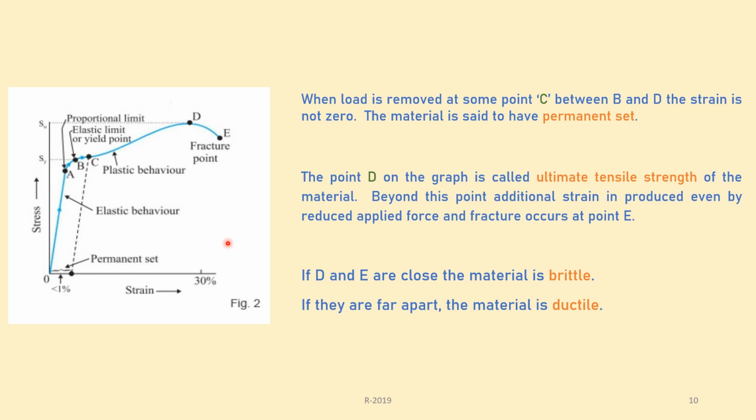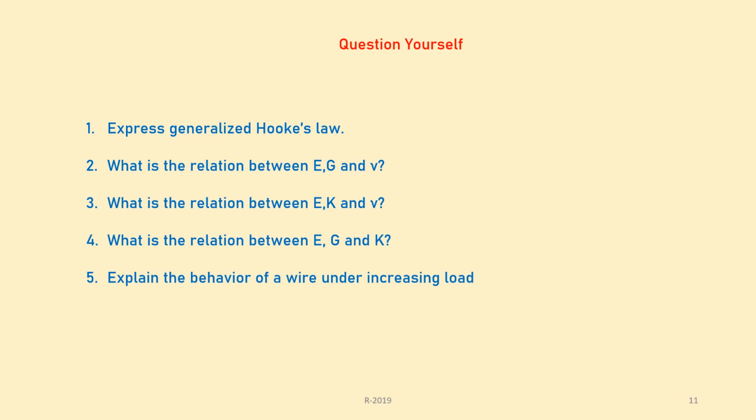With this, I am trying to conclude my lecture 2 on elasticity. Now, at the end of this lecture, you should be in the position to answer the following questions. You should be knowing how to express the generalized Hooke's law. What is the relation between Young's modulus, rigidity modulus, and Poisson's ratio? What is the relation between Young's modulus, bulk modulus, and Poisson's ratio? What is the relation between the three kinds of moduli of elasticity, E, G, and K?